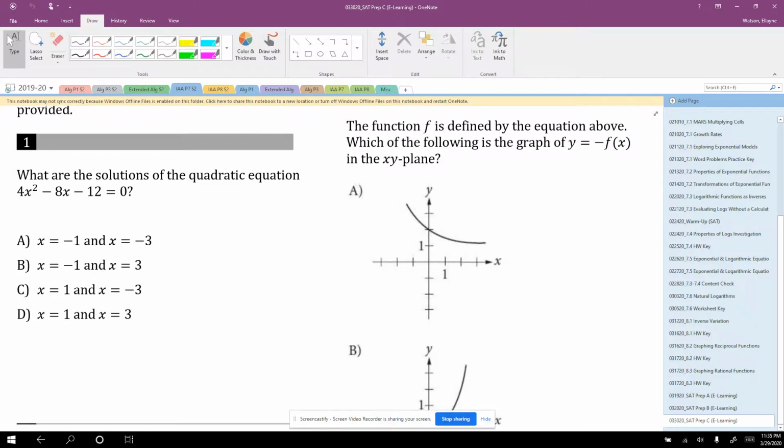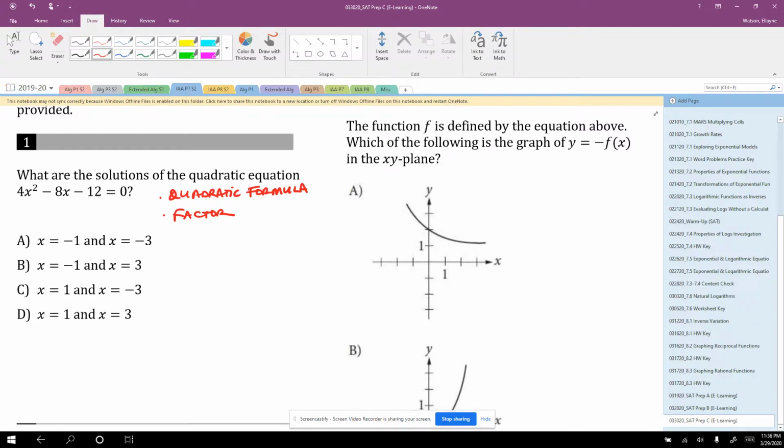So question one, again, this is non-calculator. Says, what are the solutions of the quadratic equation? So two options here. You can use the quadratic formula, or you can factor if it's factorable. I personally always look to see if it's factorable because to me that is quicker. I'm confident in it and there's less room for error.